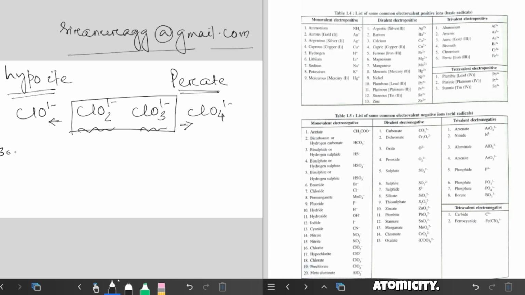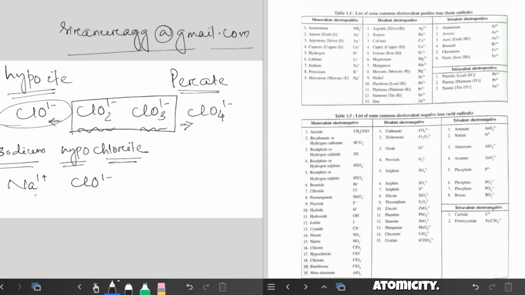Let's say sodium hypochlorite. Okay, hypo. Sodium is what? Na1 plus, then hypochlorite. When it is hypochlorite, this is simply ClO 1 minus. So now it will become Na1 ClO1. This one will come here and this will go there. So it is Na1 and ClO1. Okay, and at the end it will be NaClO.